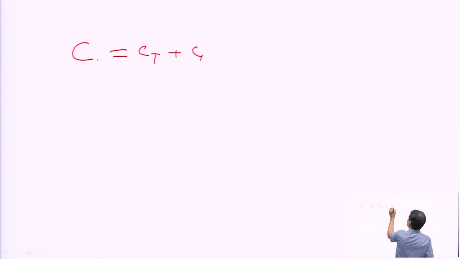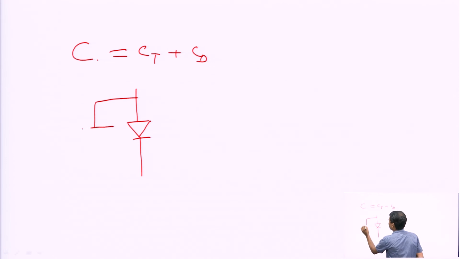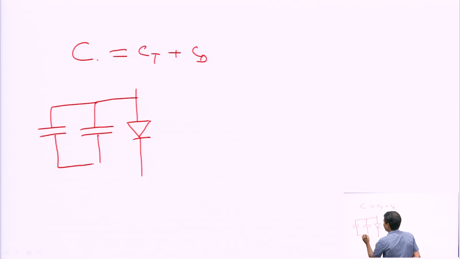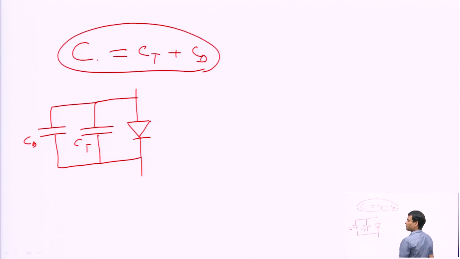Now the total capacitive behavior is equal to Ct plus Cd, where Ct is the transition capacitance and Cd is the diffusion capacitance. How does it act like that? All of us know that in a parallel combination, there are two types of capacitive behavior, one is the Ct and another one is the Cd, in parallel. This is Ct and this is Cd, so the total capacitive behavior is the addition of these two.